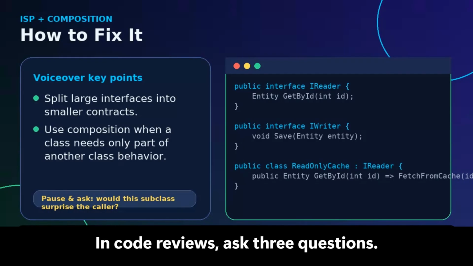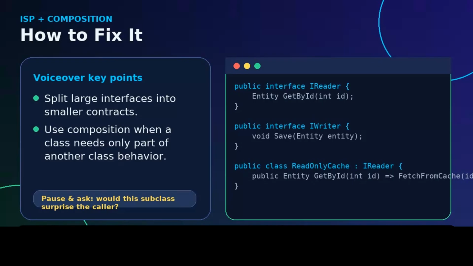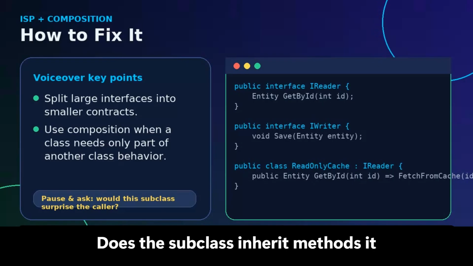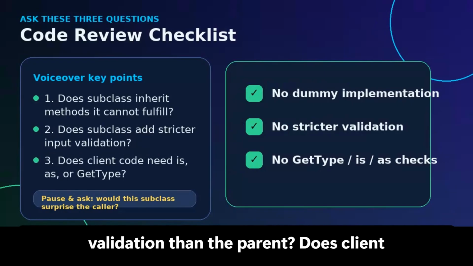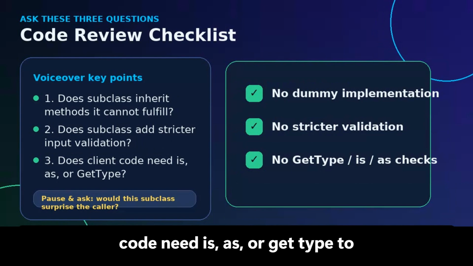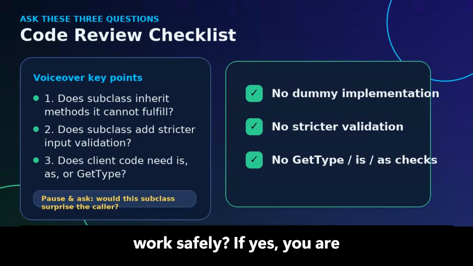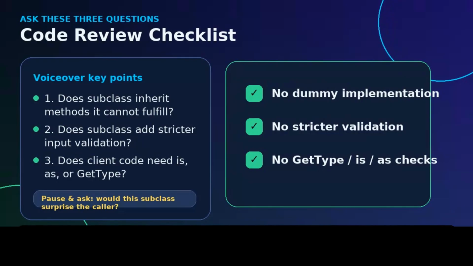In code reviews, ask three questions. Does the subclass inherit methods it cannot fulfill? Does it add stricter validation than the parent? Does client code need is, as, or GetType to work safely? If yes, you are likely seeing an LSP violation.